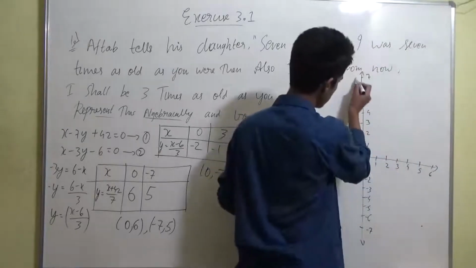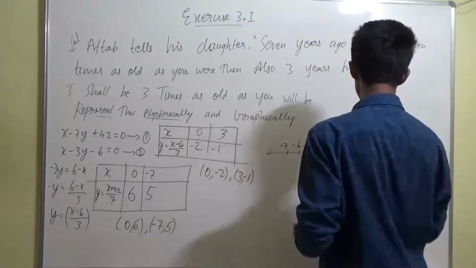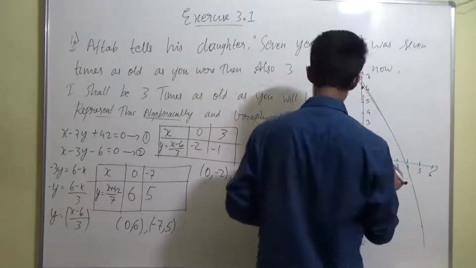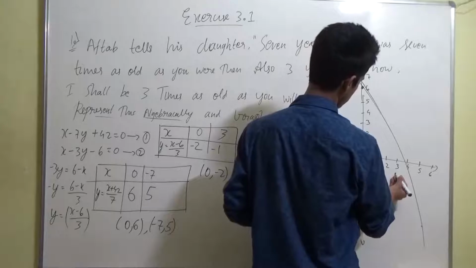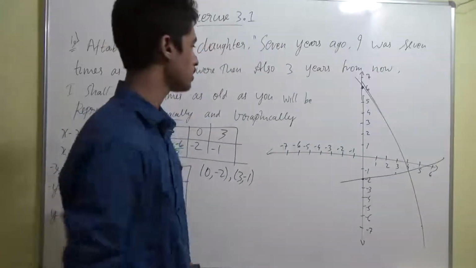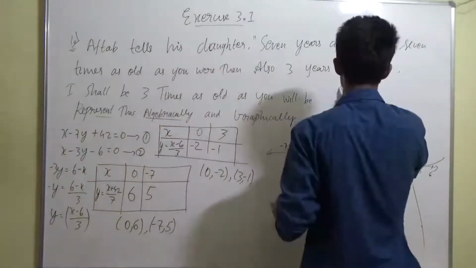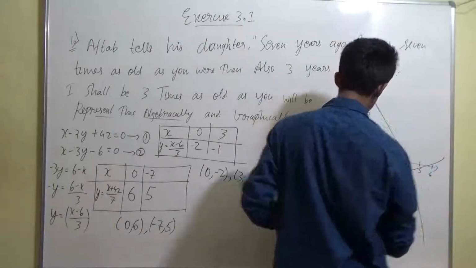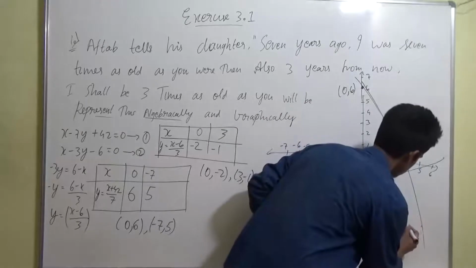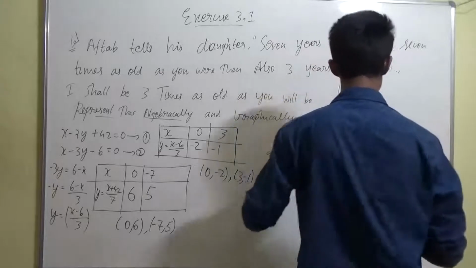We have to join these 2 points for the first equation. We got the first line. For the second equation, 0 comma minus 2 is this point, and 3 comma minus 1 is this point. We have to connect these 2 points. So these are the two equations, guys. They will intersect at some point. Now let's mark these points: 0 comma 6, this is 0 comma minus 2, this one was minus 7 comma 5, and 3 comma minus 1.